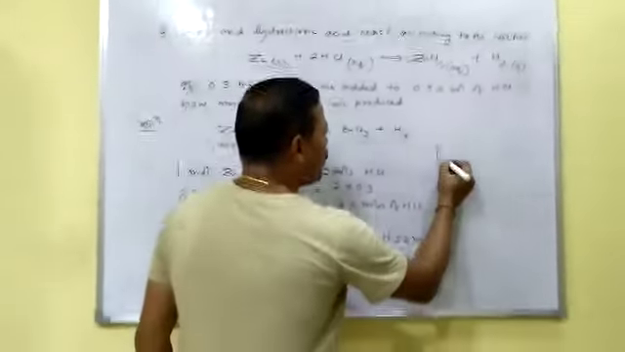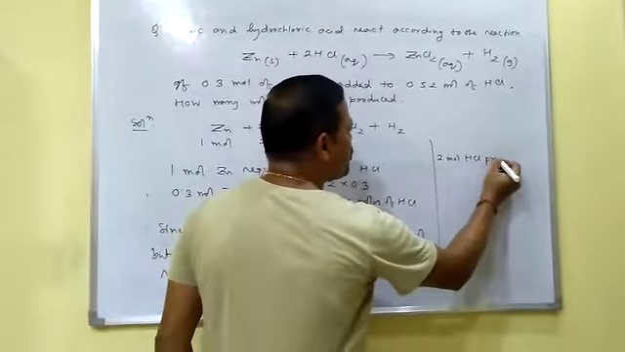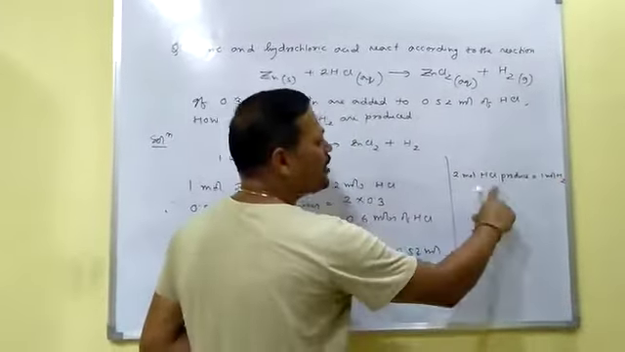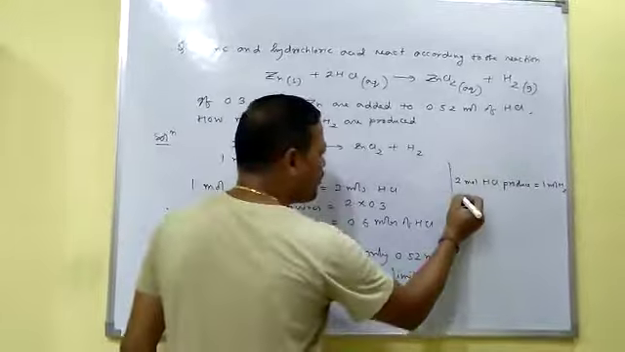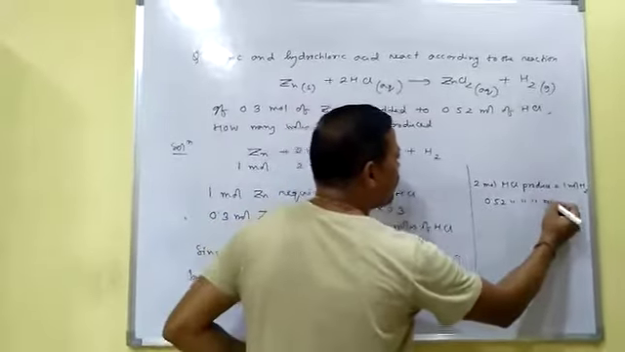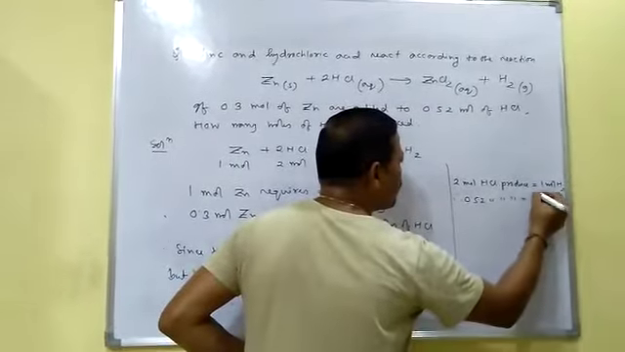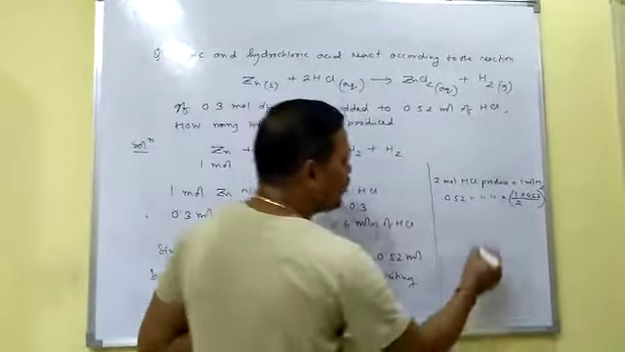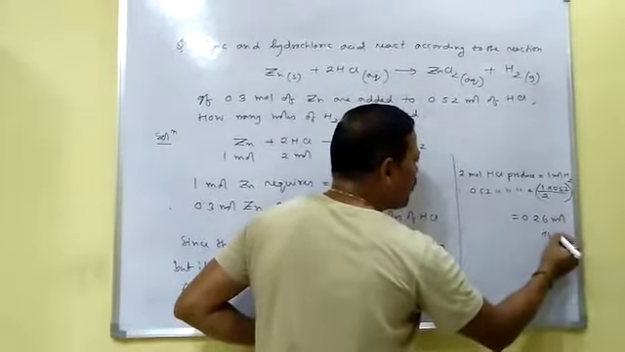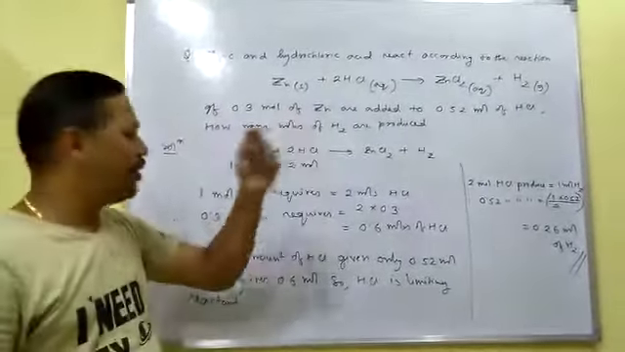Now you can write like this: 2 mole HCl produce 1 mole hydrogen. Therefore, in the question it is given 0.52 mole HCl produces 1/2 into 0.52, this much mole of hydrogen. When you calculate it, you will get 0.26 mole of hydrogen. So this is the amount of hydrogen produced in your chemical reaction.